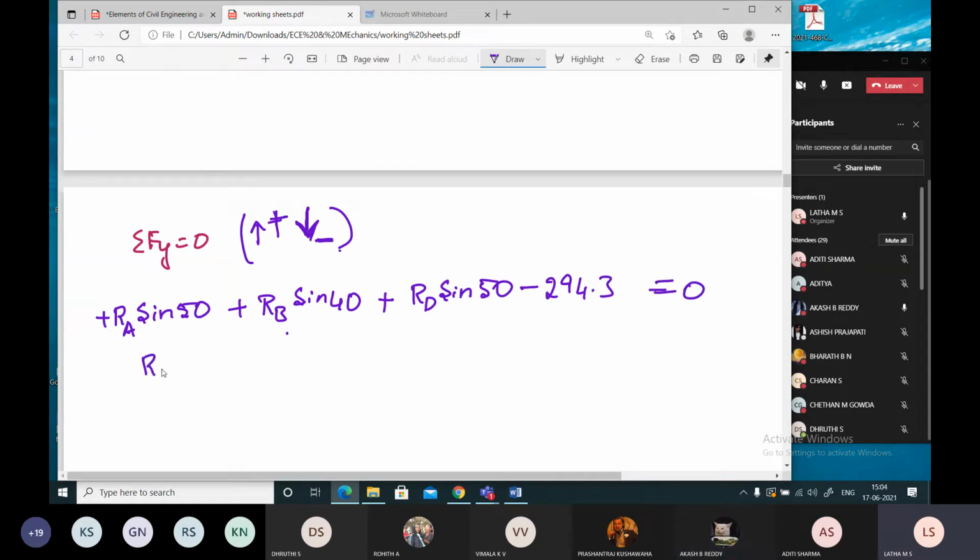So very good. RA sin 50 plus RB sin 40. I have the RD value. What is the RD value? Anybody in the class? Gulam: 225.